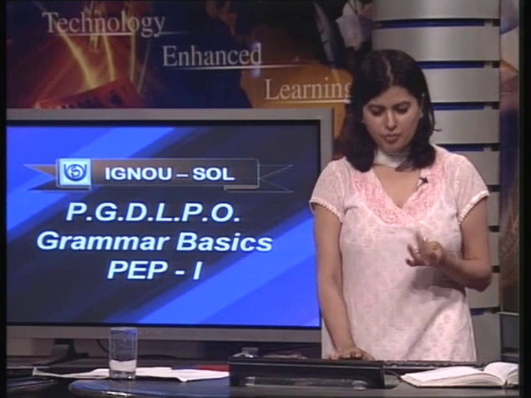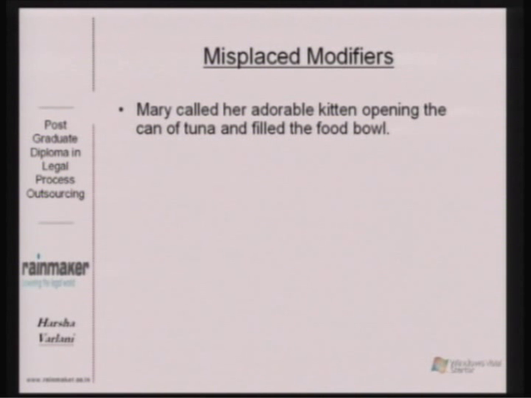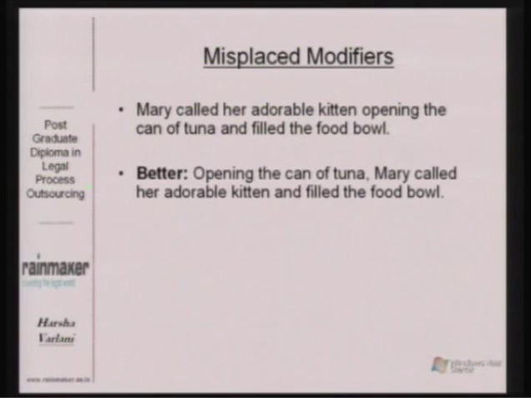Let us look at a few more sentences. Mary called her adorable kitten, opening the can of tuna and filled the food bowl. What am I trying to say over here again? I can change this to: opening the can of tuna, Mary called her adorable kitten and filled the food bowl. If you look at the first sentence, where I am saying Mary called her adorable kitten, opening the can of tuna and filled the bowl of fish.